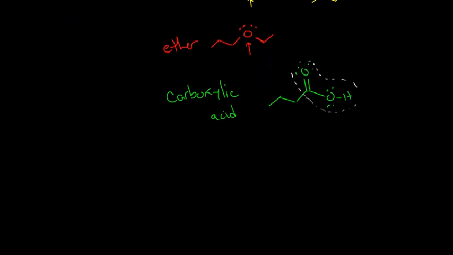Related to a carboxylic acid is an ester. Just like the relationship between an alcohol and an ether, an ester is a carboxylic acid, but we have this hydrogen replaced by a carbon chain. So we still have this double bond oxygen attached to another oxygen, but now we're linked up with one carbon or more. So this linkage here is the ester linkage.